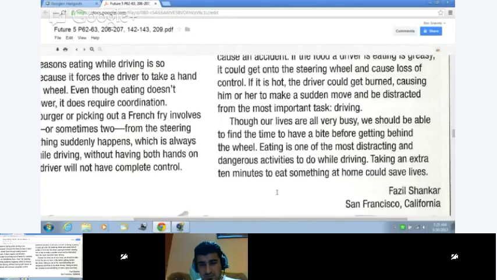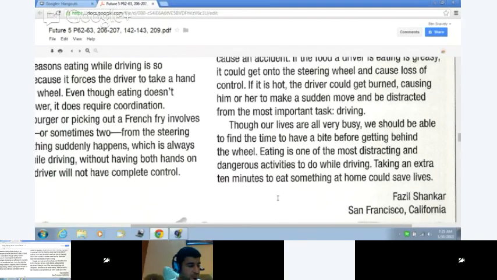Though our lives are all very busy, we should be able to find the time to have a bit to eat before getting behind the wheel. Eating is one of the most distracting and dangerous activities to do while driving. Taking an extra 10 minutes to eat something at home could save lives.